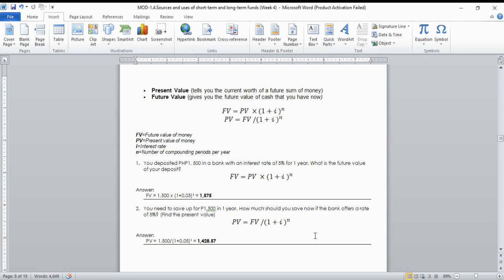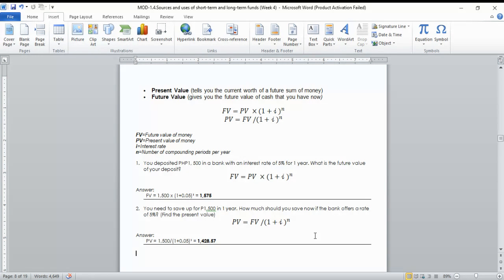So we have here the formula. FV is equal to 1,500 times the quantity 1 plus 0.05 raised to 1, which is equal to 1,575. Take note of your exponent. It depends on how many years it will be.